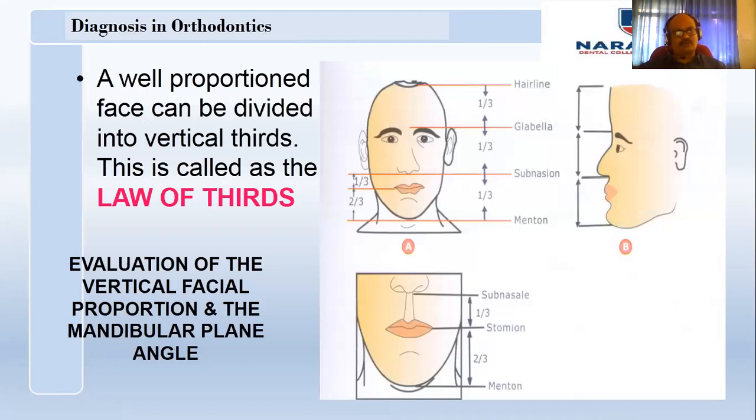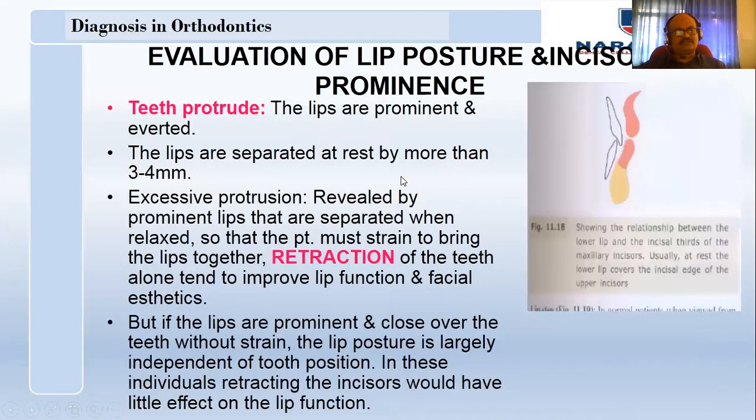This already we have discussed, how to divide the face into thirds. Law of thirds it is called. Now comes the important part, our lips and the teeth. The lips are the soft tissue component which helps in speech, deglutition, and it gives an aesthetic sense to our appearance. The teeth, they support these lips.